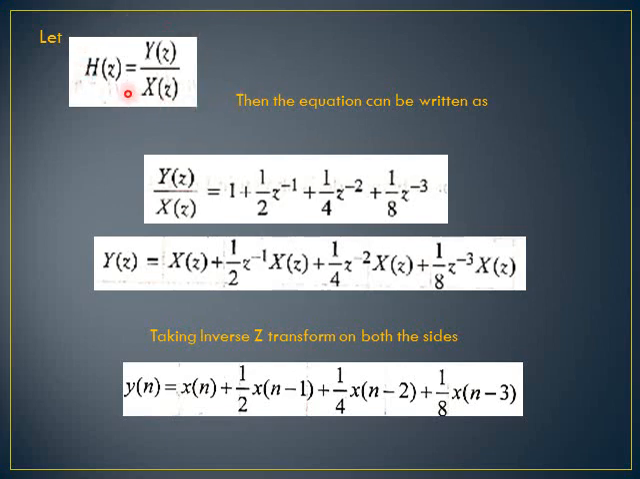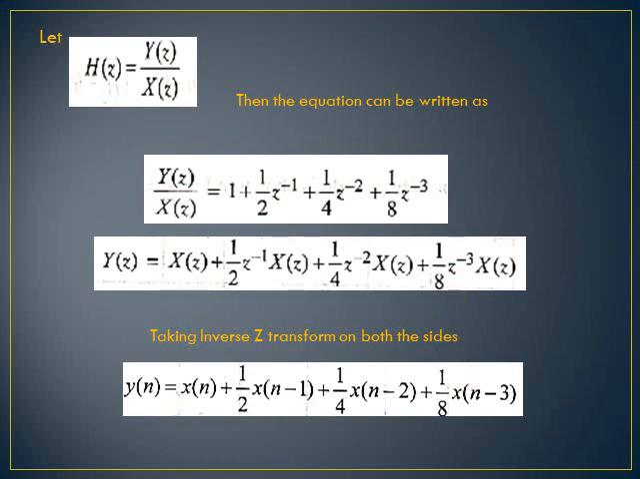Let H(z) is equal to Y(z) by X(z). So the equation can be written as Y(z) is equal to X(z) plus 1/2 z raised to minus 1 X(z) plus 1/4 z raised to minus 2 X(z) plus 1/8 z raised to minus 3 X(z). Now taking inverse z transform on both sides, we get Y(z) as y(n), X(z) as x(n). Z raised to minus 1 we get as x(n minus 1), z raised to minus 2 can be written as x(n minus 2), z raised to minus 3 is written as x(n minus 3).